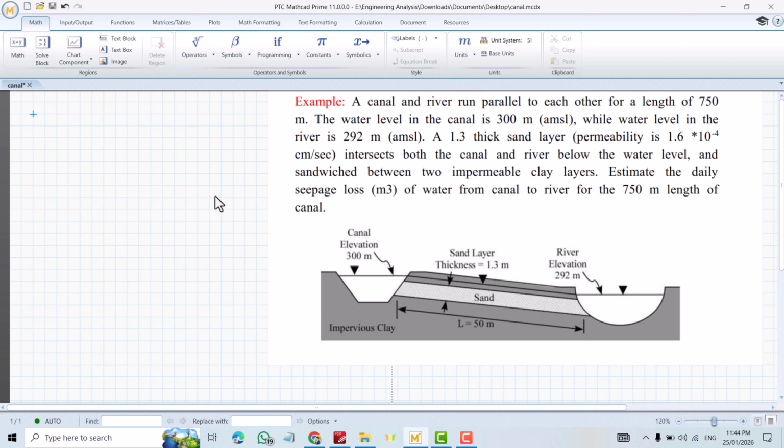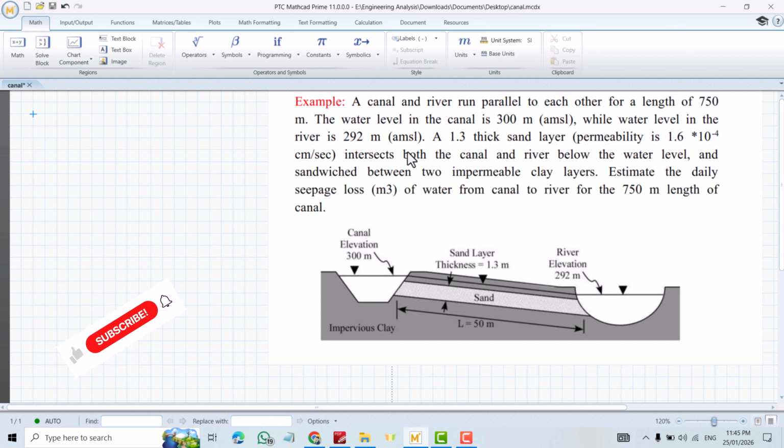Hi everyone. Today we are going to solve this example. We are asked to find the amount of daily seepage from canal to the river. Let me write here a section given.